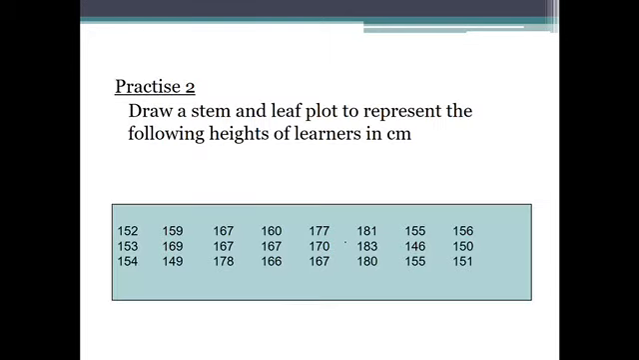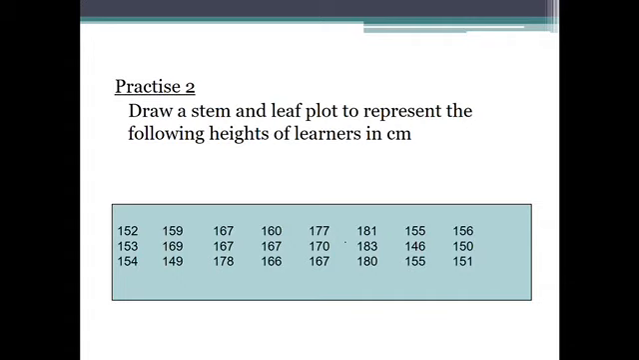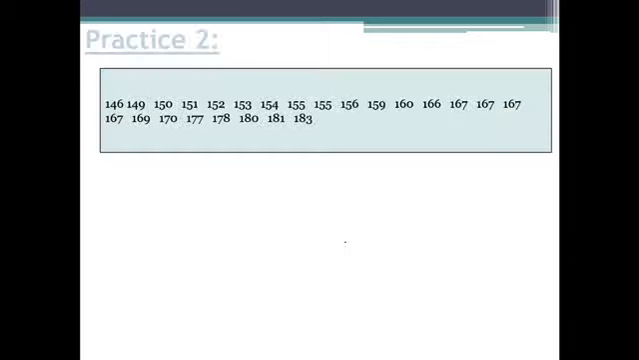It says, draw a stem and leaf plot to represent the following heights of learners in centimeters. Now this time we are dealing with hundreds, so our numbers in our stem are going to be more than 1, unlike this example that we just had on the screen. Okay, so firstly what I want you to do is put all of this in order. Remember to cross out as you go. I'm not going to show you how to cross out, we already did that. Here is my data in order for you, and now we can draw a stem and leaf.